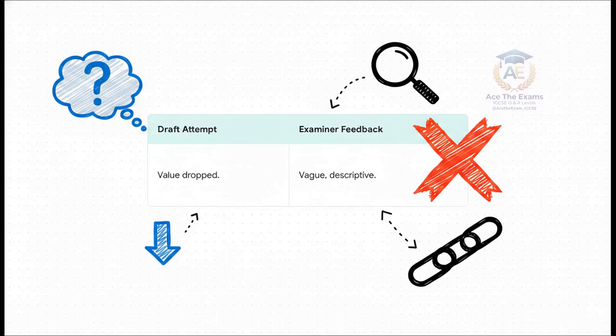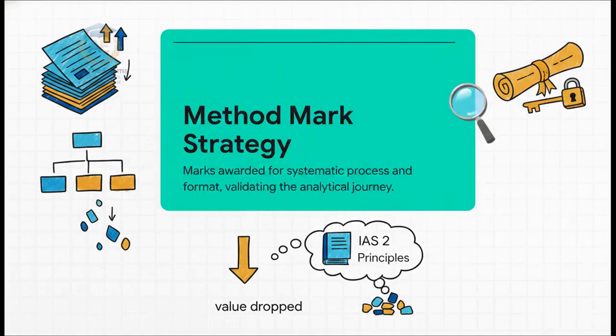This is exactly where students lose their AO3 marks. Stating facts without linking them to the specific context given in the stimulus is merely describing the data. It is not evaluating it. Seeing them struggle, I had to pause their session and step in to explain the cognitive strategy you absolutely need to get unstuck here. It's called the method mark strategy.